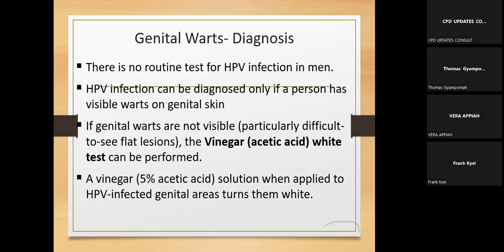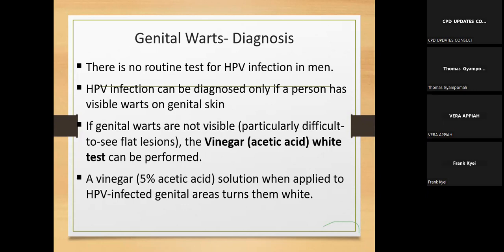Now, sometimes you may see some blisters there, and you want to rule out whether they are warts or not. That can easily be done, but that's not a lab test per se. So if genital warts are not visible, particularly difficult to see flat lesions. Some of them look so flat. The one that I showed you in the anal region, I'm sure anybody, even an inexperienced person, will look at it and know these are warts. Right. There are some that are not too visible. They become difficult to see. They look flat and they don't look like the typical warts.